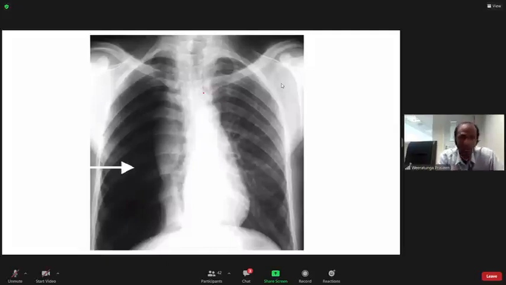Right. This we have seen before, pneumothorax.